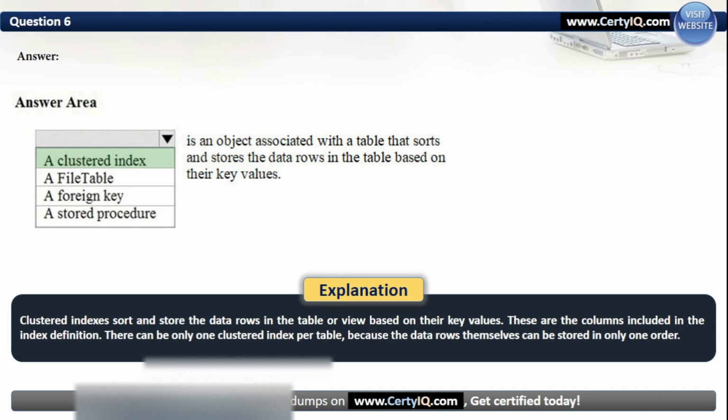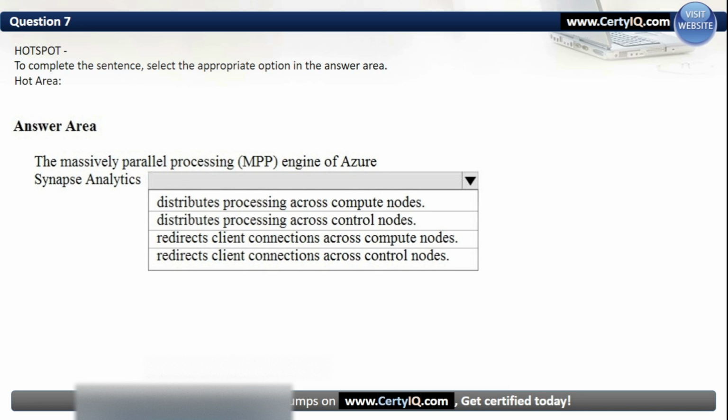Clustered indexes sort and store the data rows in the table or view based on their key values. These are the columns included in the index definition. There can only be one clustered index per table because the data rows themselves can be stored in only one order. Question 7. Hotspot. To complete the sentence, select the appropriate option in the answer area.